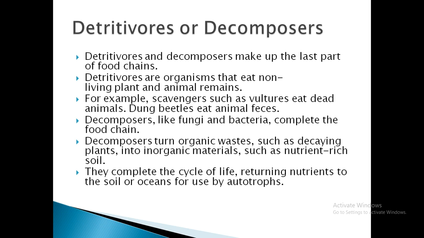Decomposers like fungi and bacteria complete the food chain. Decomposers turn organic wastes such as decaying plants into inorganic materials such as nutrient-rich soil. They complete the cycle of life, returning nutrients to the soil or ocean for use by autotrophs.